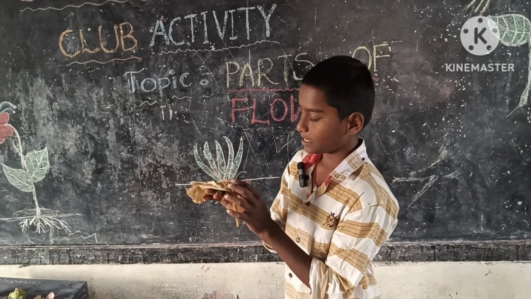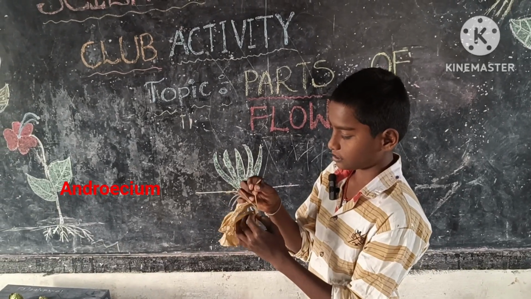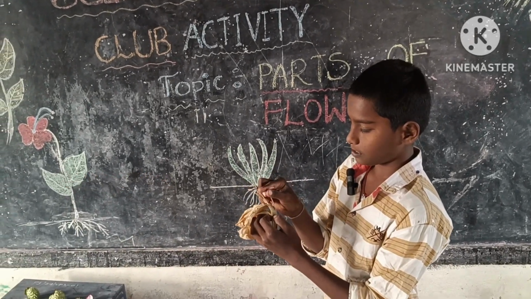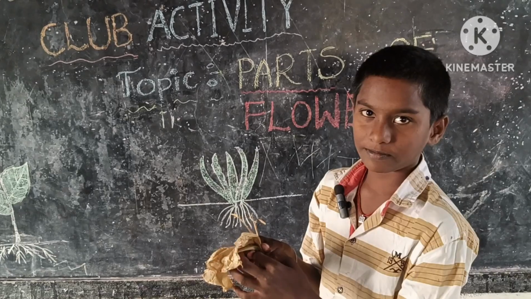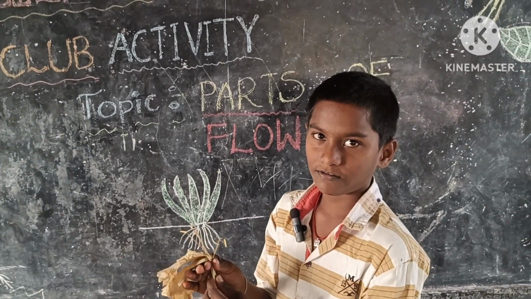This is the androecium. This long structure is the filament. This is the anther. Androecium is the main sexual part of the flower.